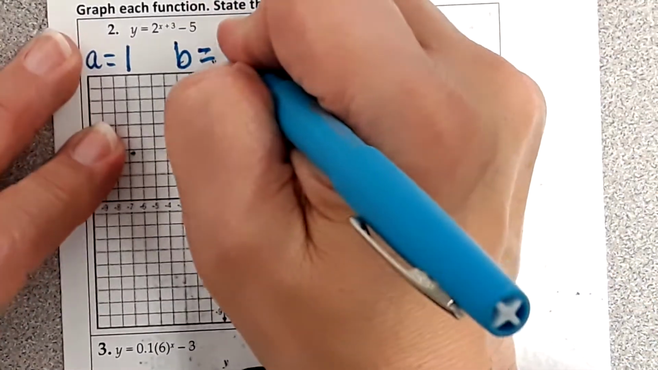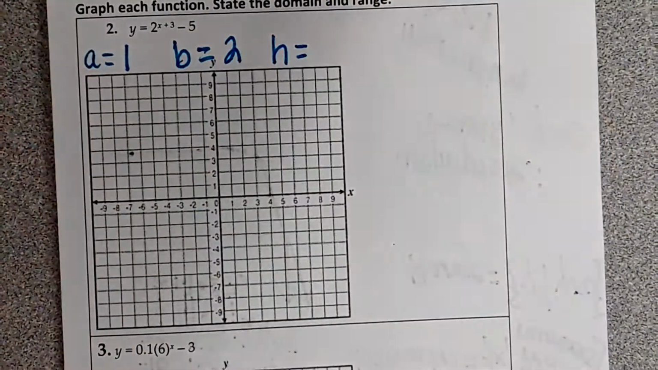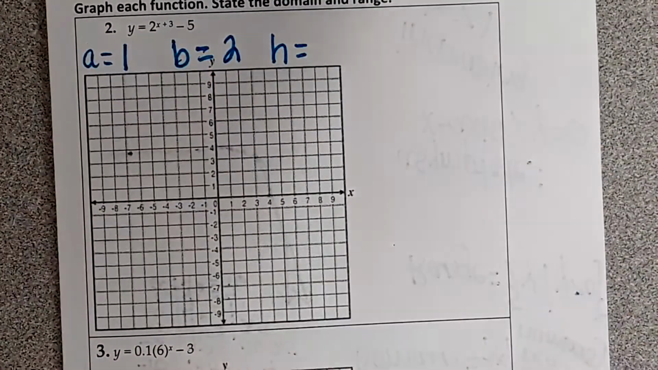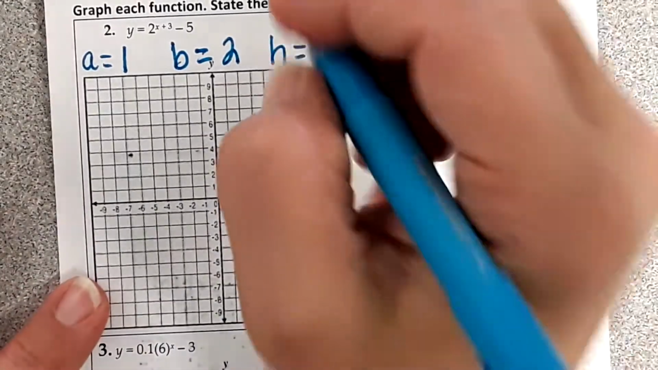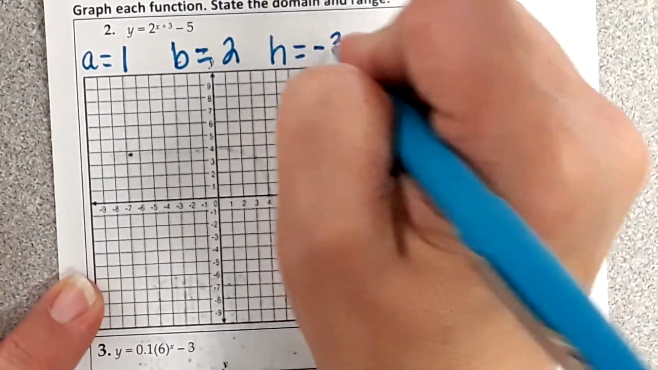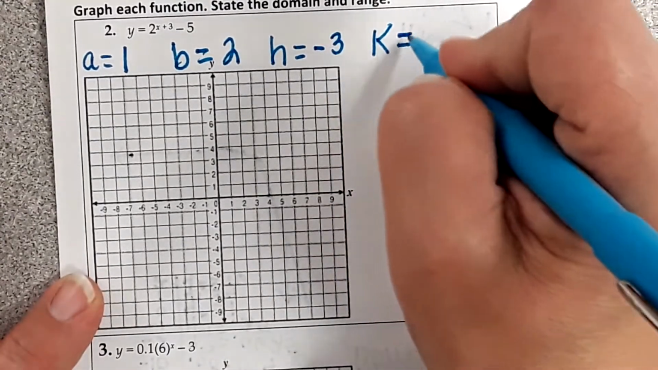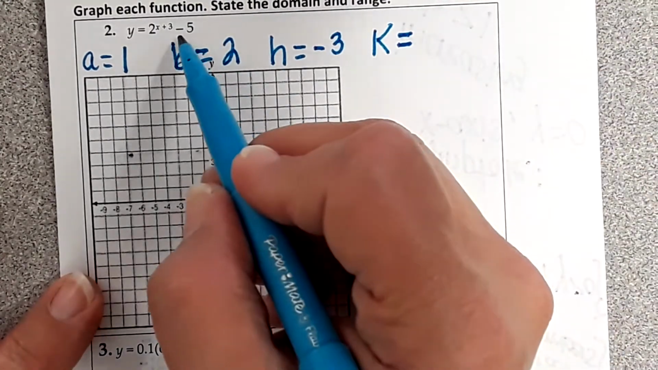2. And then my h. So this is the one that when you move it right or left, you got to take the opposite. So in the equation it says +3, but what is my real h? -3. And then what is my k? What is my k?